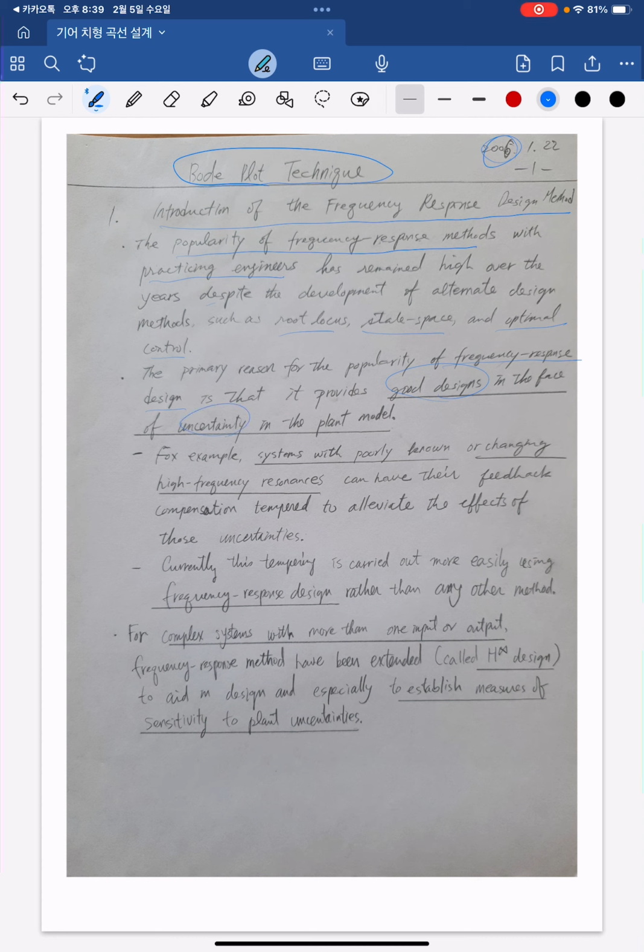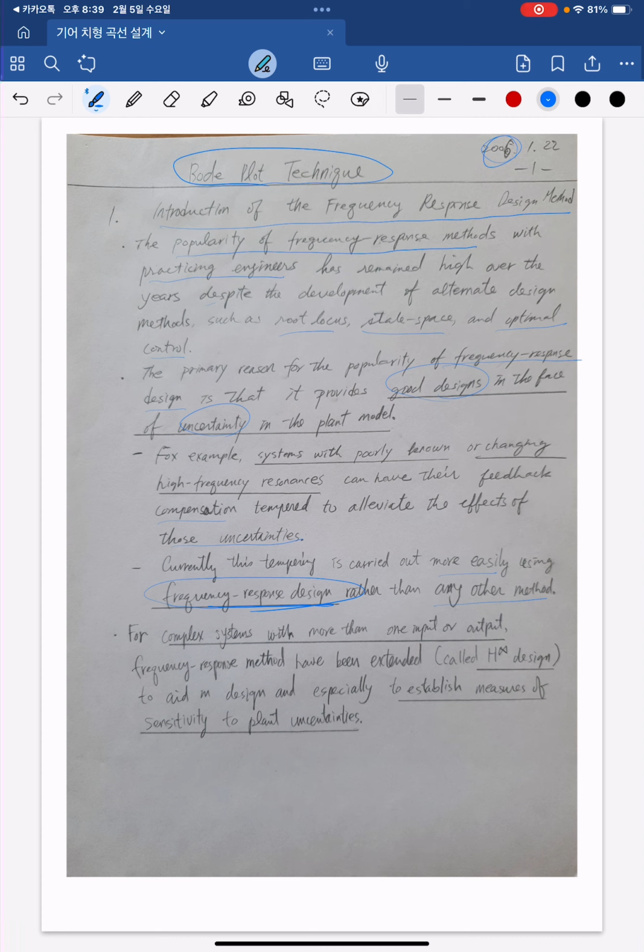For example, systems with poorly known or changing high frequency resonances can have their feedback compensation tempered to alleviate the effects of these uncertainties. Currently, this tempering is carried out more easily using frequency response methods rather than any other method. Frequency response 디자인의 그 장점에 대해서 얘기하고 있죠.